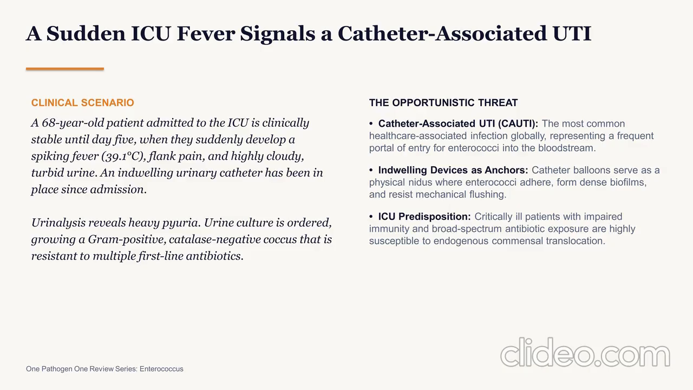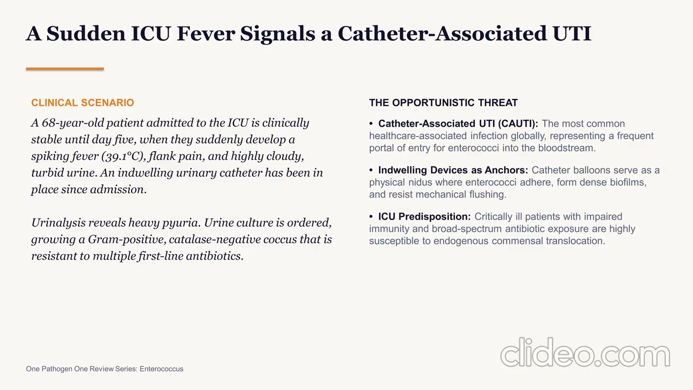Clinical scenario and the opportunistic threat. Let's look at the clinical scenario. A 68-year-old patient admitted to the ICU is clinically stable until day 5, when they suddenly develop a spiking fever of 39.1 degrees Celsius, flank pain, and highly cloudy, turbid urine. An indwelling urinary catheter has been in place since admission.